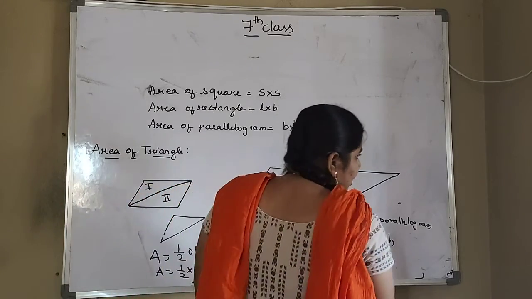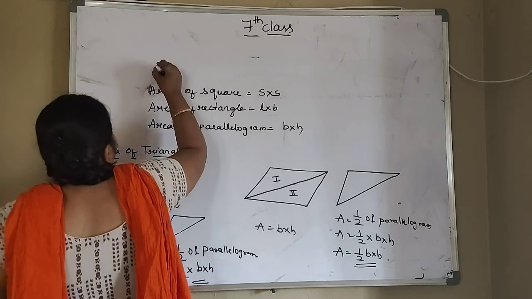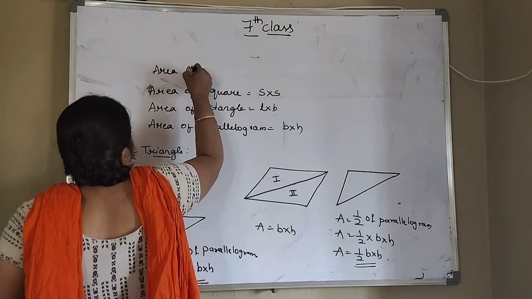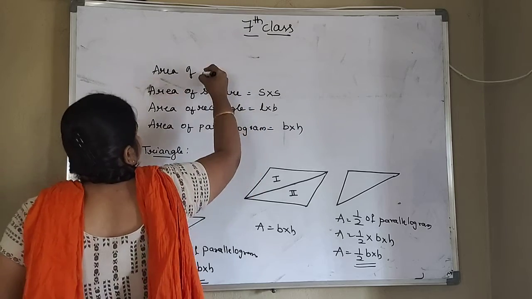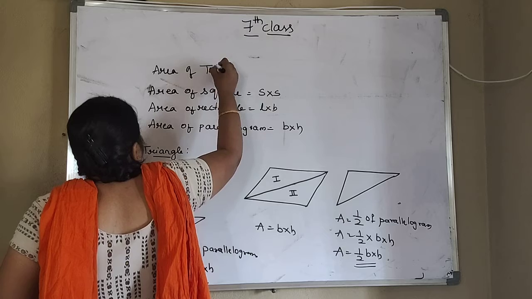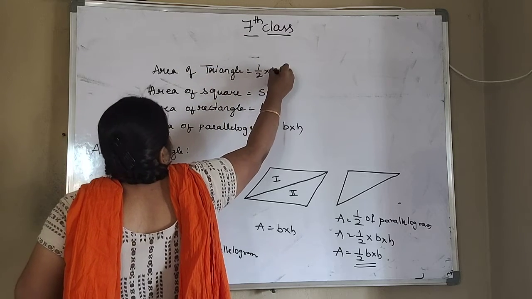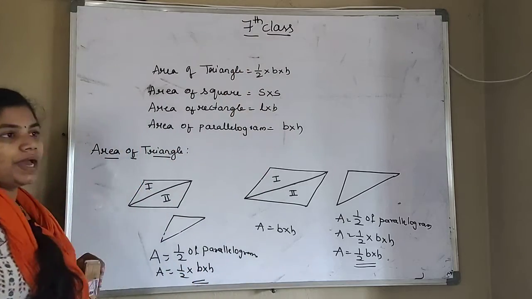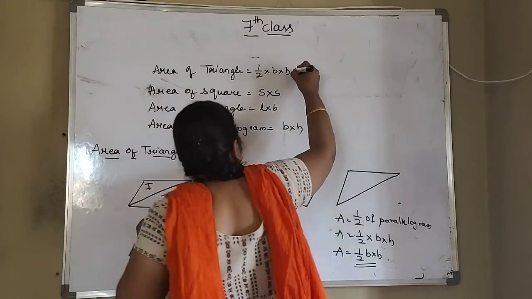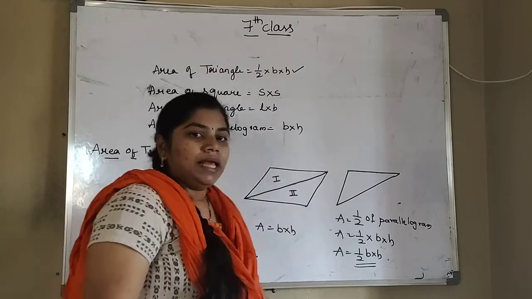So we have learned four formulas now. One is the area of a square, that is S into S. Area of a rectangle is L into B. Area of a parallelogram is base into height. And now we got the area of a triangle, that is half into base into height. By using this area of a triangle formula, we are going to start our exercise now.